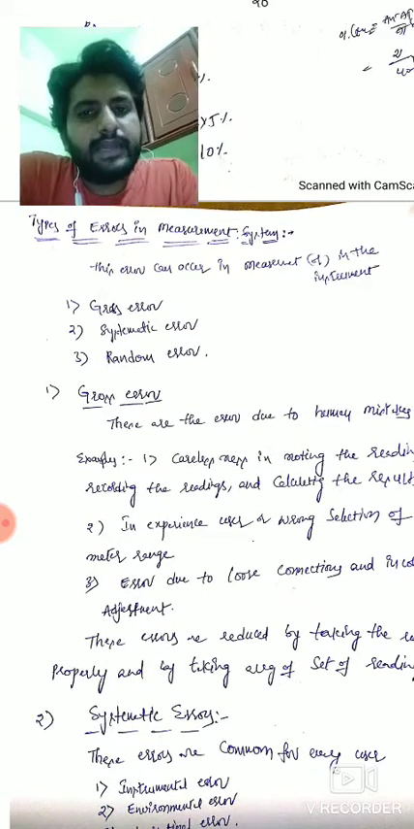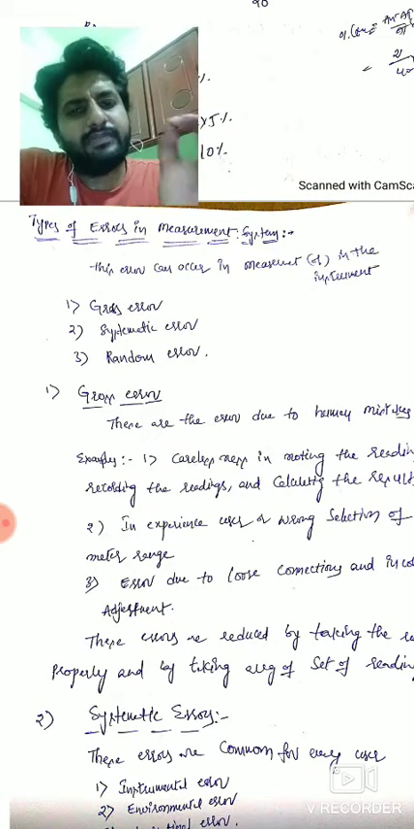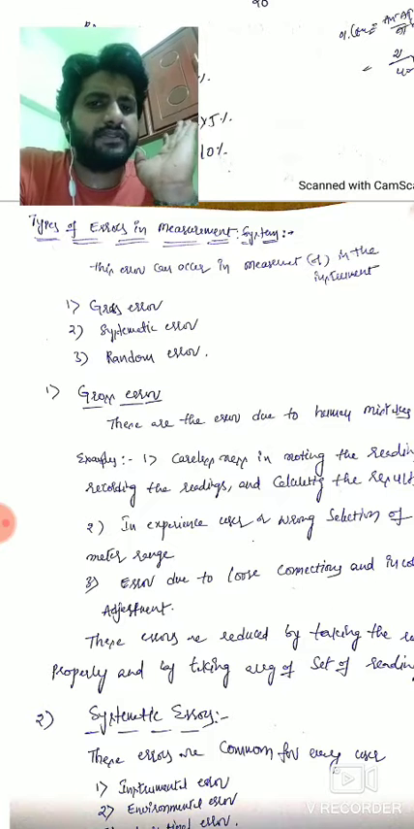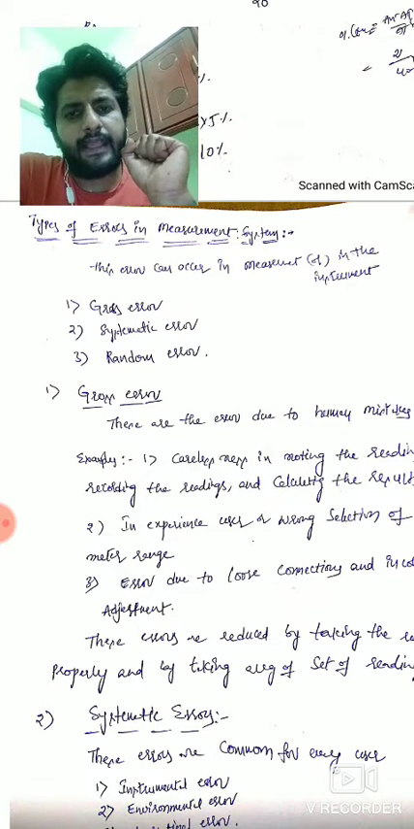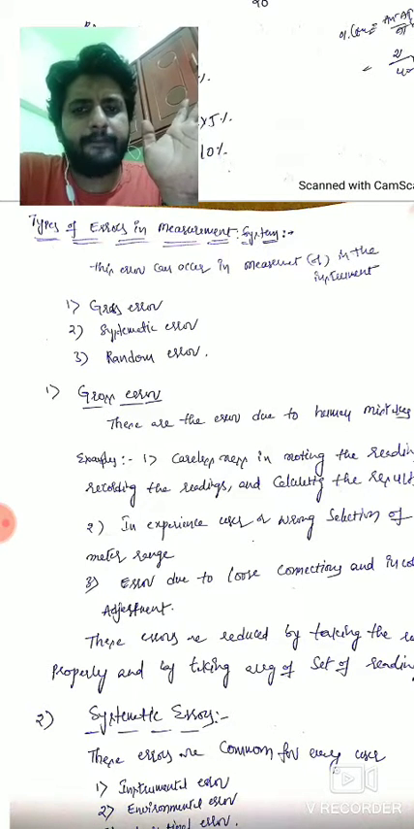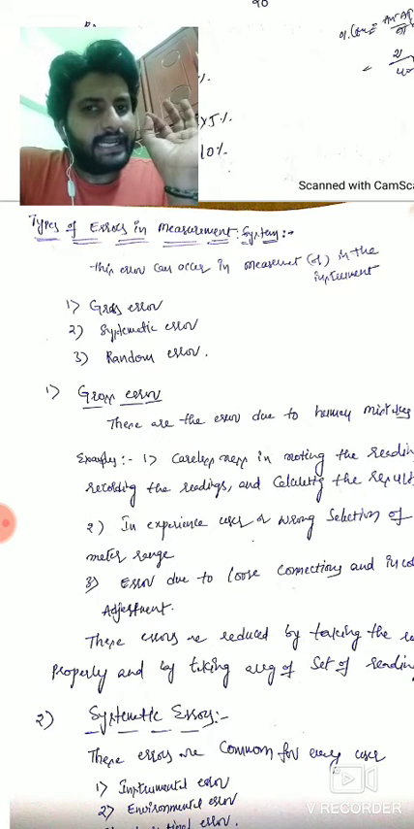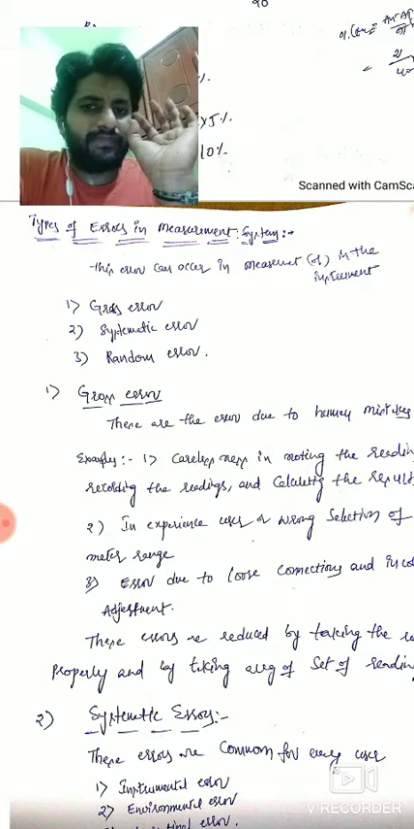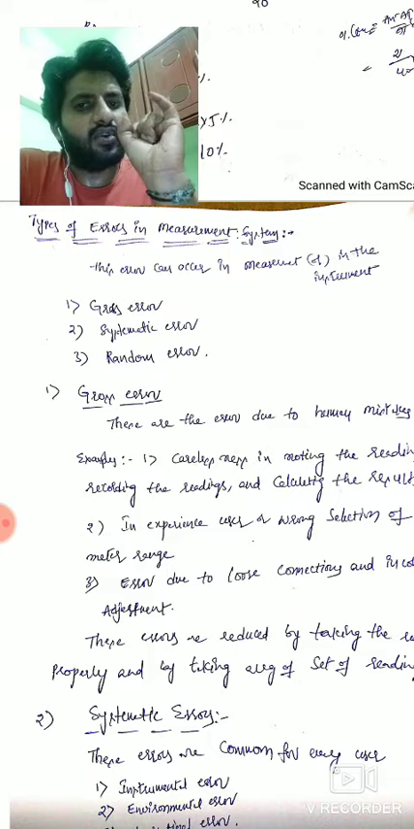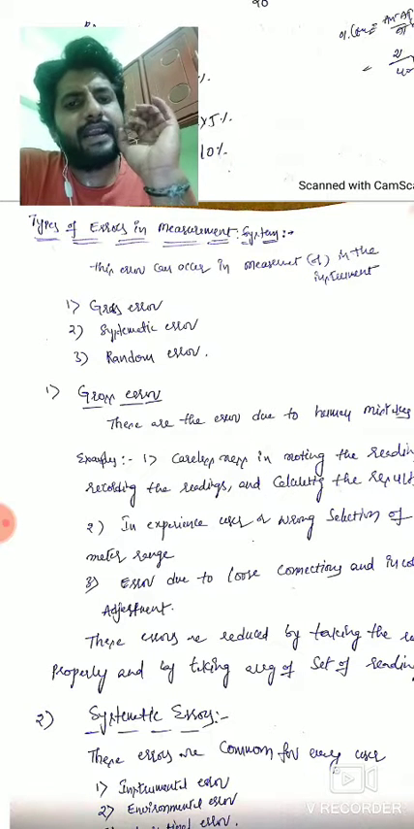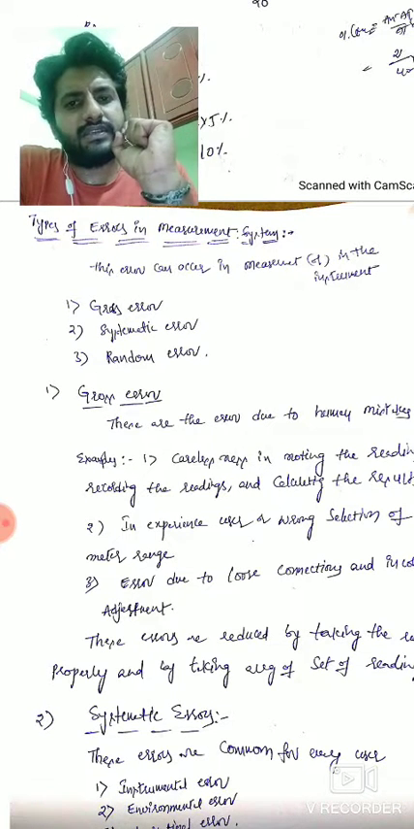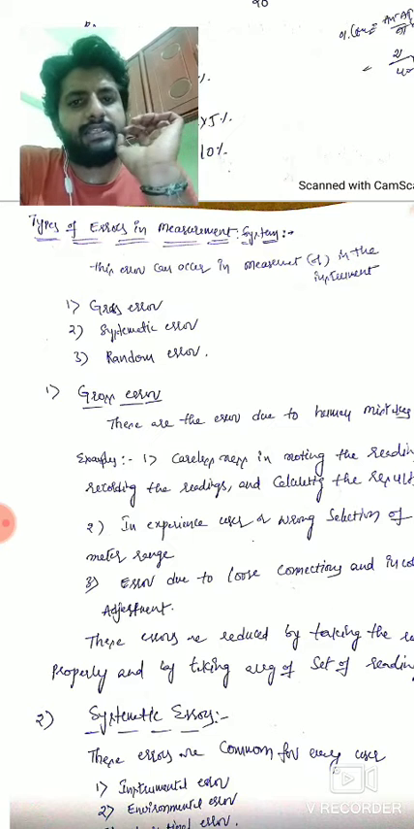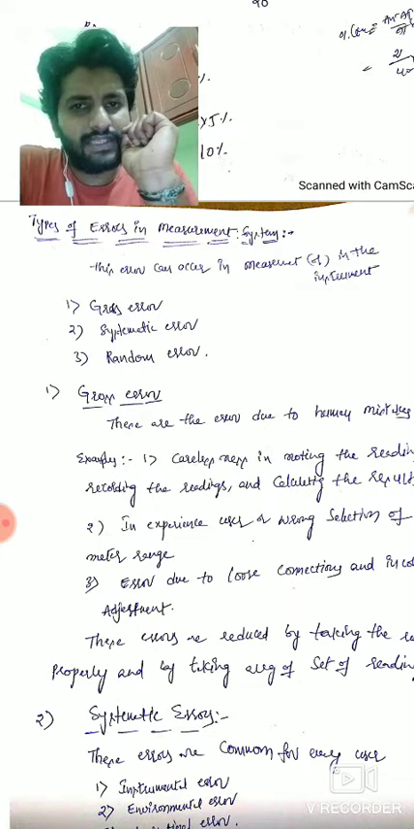Right, so what is meant by gross error? I'll explain two or three times, so you understand better. So what are the theoretical errors? There are three types of theoretical errors. The first one is gross error, then systematic error, and random errors. So what is a gross error? The error due to human mistakes. So what are the human mistakes?